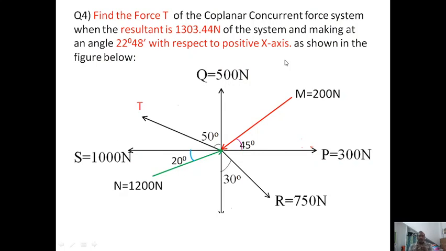Coming to the next typical model, like this: find the force t. So you want to find the force t. Now t is not given. You observe in this problem that the t value is not given, and now he wants to find the t value, right? In this coplanar system, the resultant value is given, and the angle is given, right?